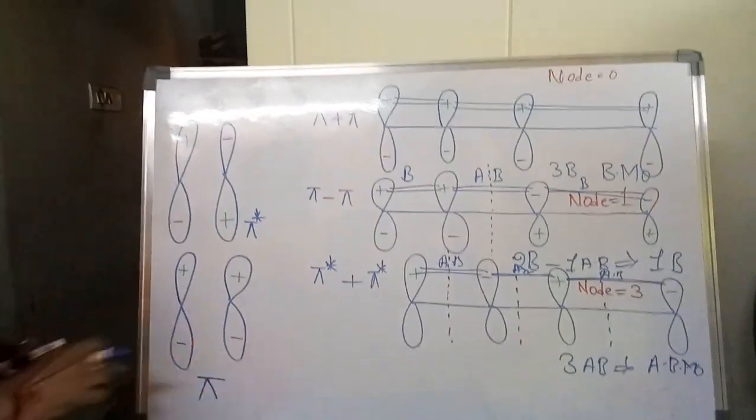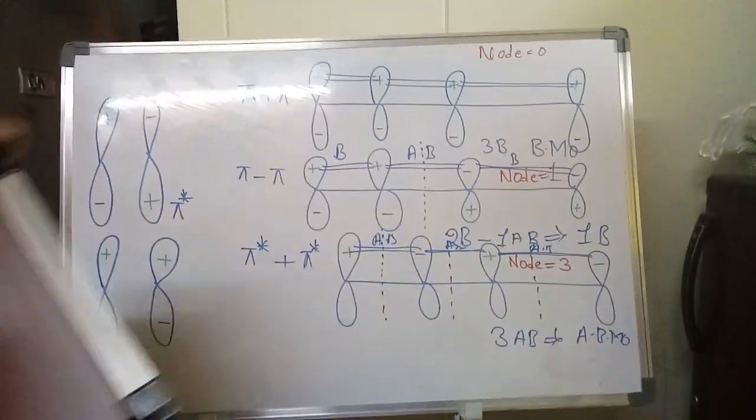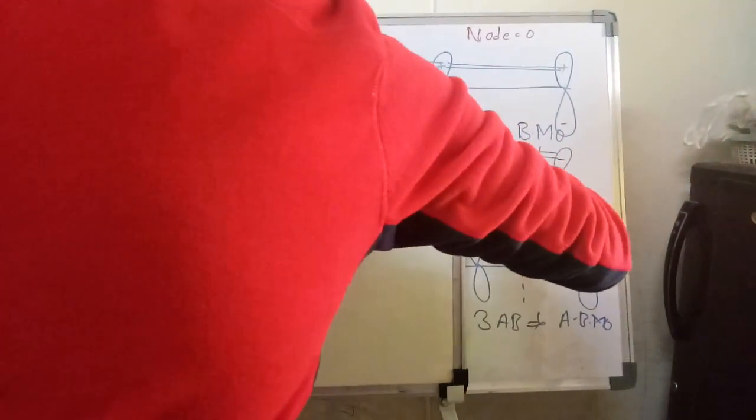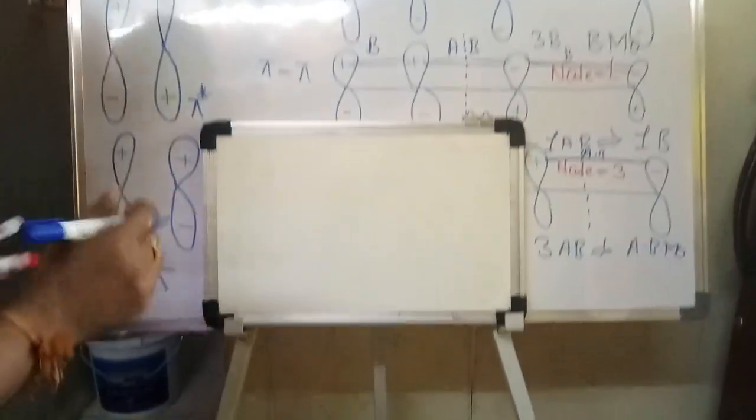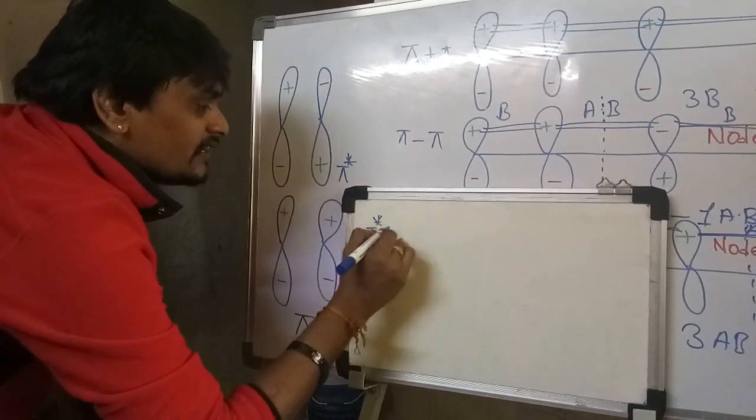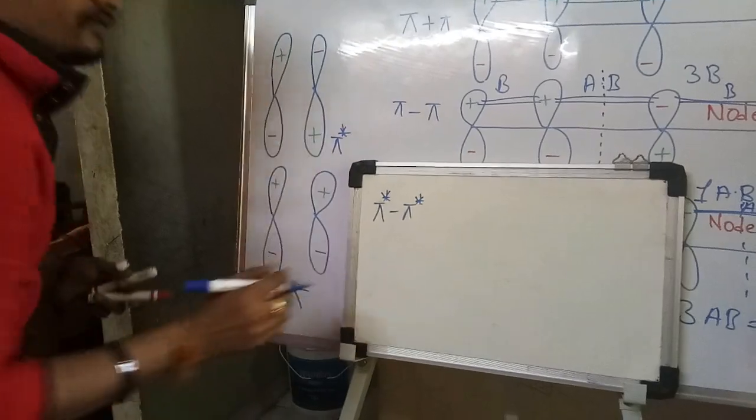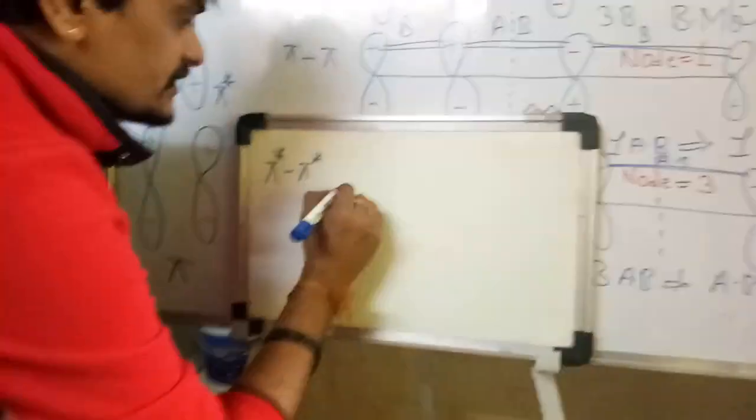Just give me a second. Now let us draw the other possible combination. What is the last combination? Pi star with the negative pi star. So let us draw the lobes.